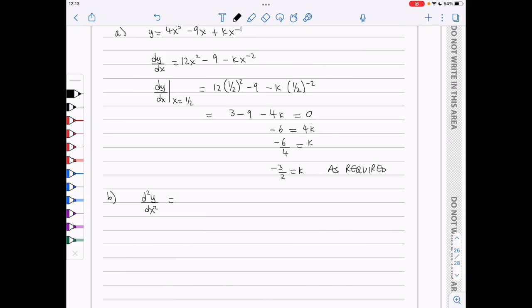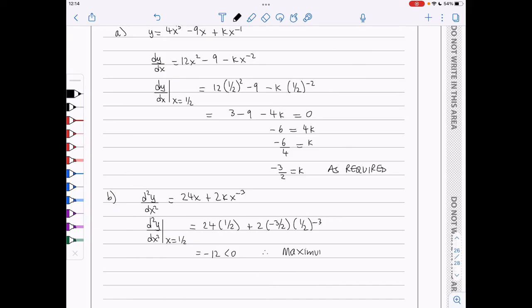The d2y by dx squared will be 24x plus 2k x to the minus 3. I will substitute the value of x being a half together with the value of k that we have established to be minus 3 over 2. I'll plug everything in the calculator here and I get an answer of negative 12. This is less than 0, therefore it's a maximum.